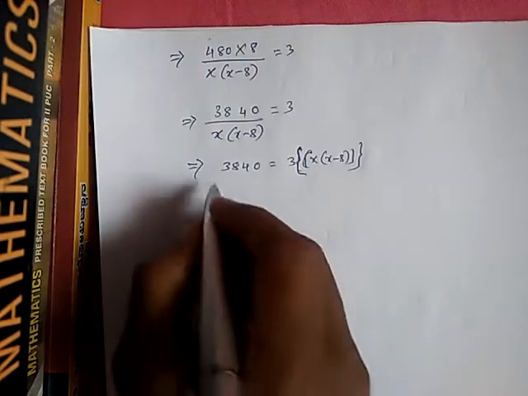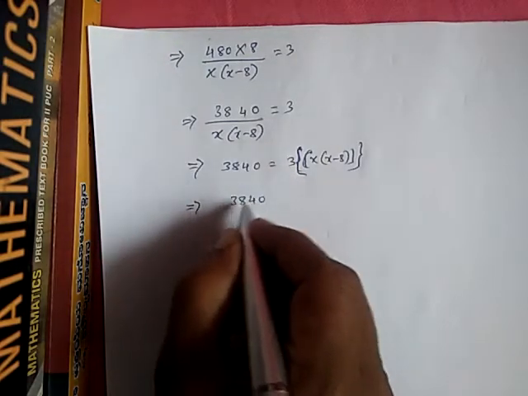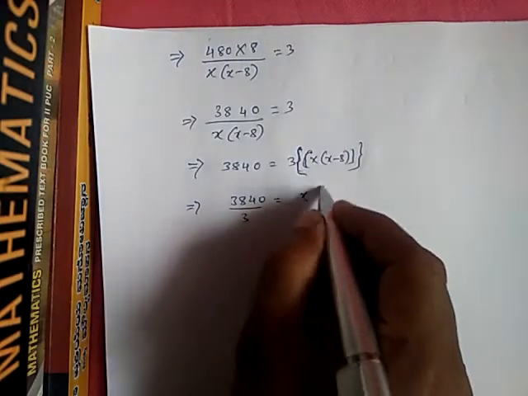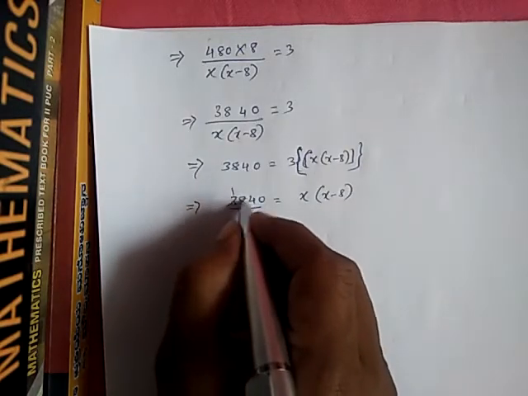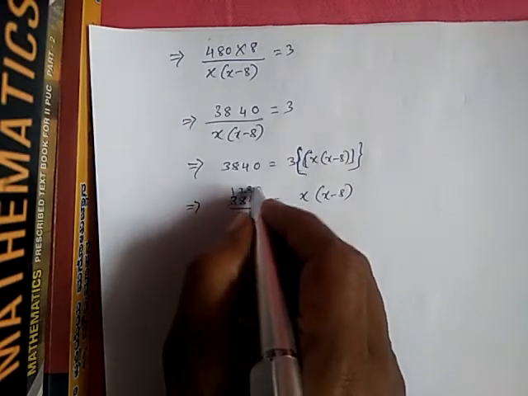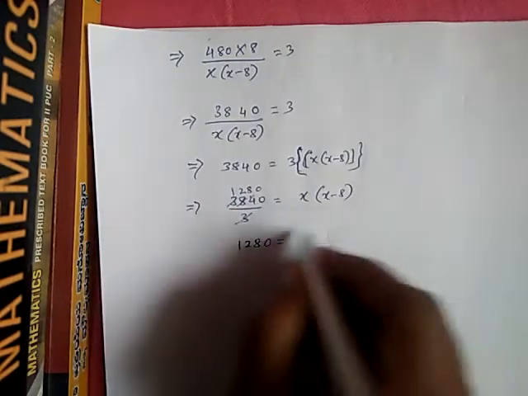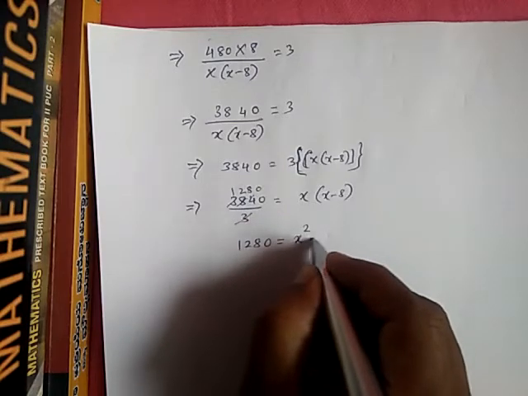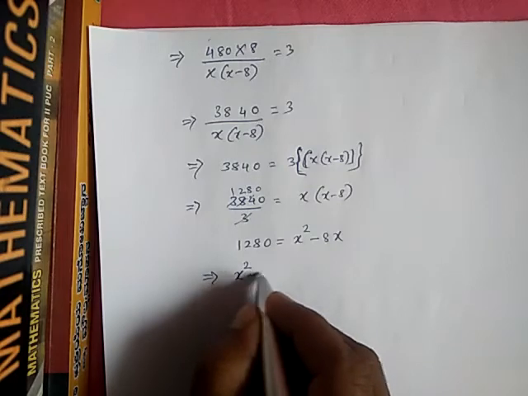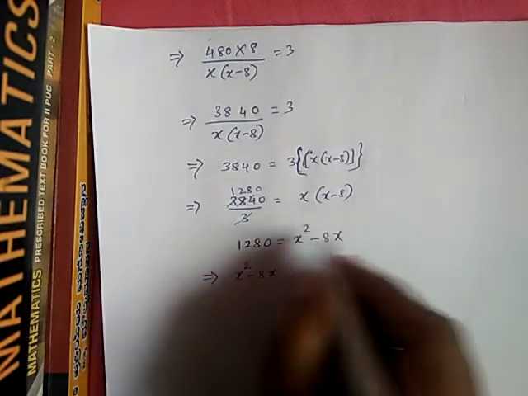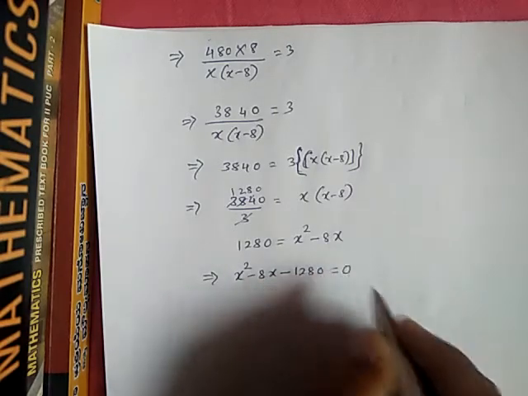So if you take it like this, multiplication is there, so you can write 3840 divided by 3, which is equal to x into x minus 8, which is what remains. Here you can cancel 3: 3 1s are 3, 3 2s are 6, and so on, so 1280 is equal to x into x minus 8. So x into x is x square, minus x into 8 is 8x. So this can also be written as x square minus 8x. If it goes to that side, it is plus 1280, so it will be minus 1280, which is equal to 0.